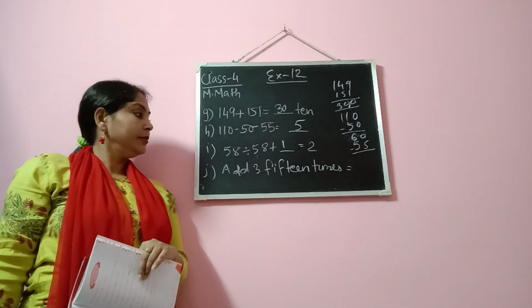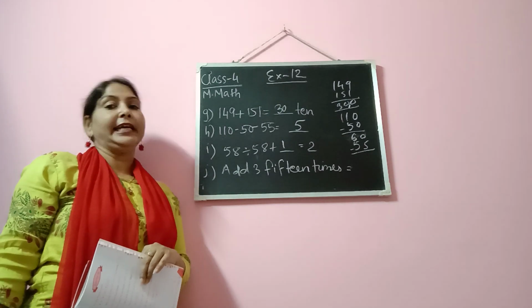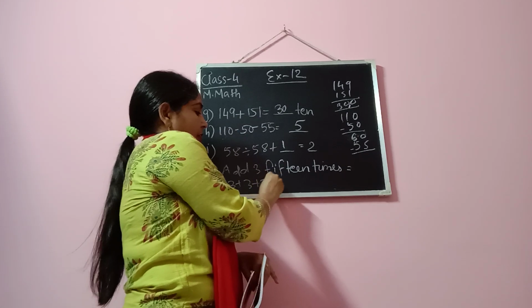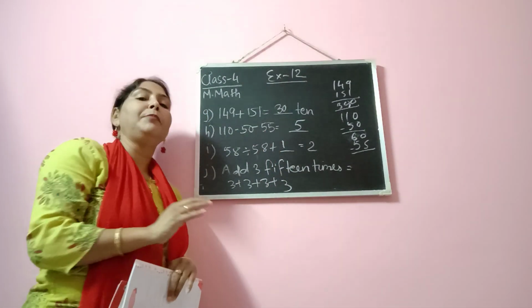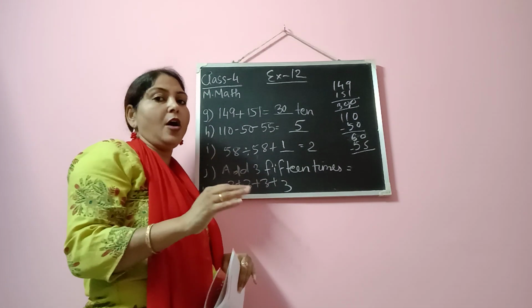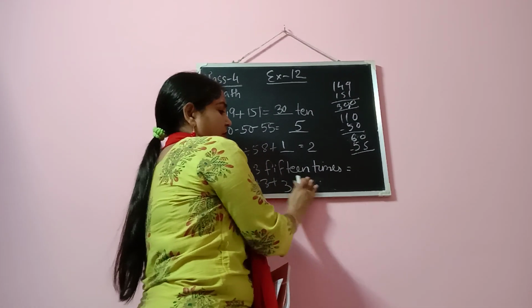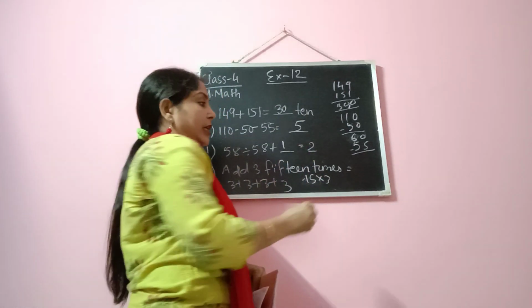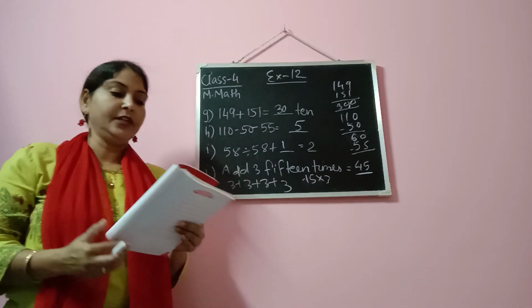The last question, number J. Add 3 fifteen times. Now what you are going to do is not add 3 fifteen times; rather, you will multiply. 15 threes are how much? 15 times 3, 15 threes are 45. So that's your answer.